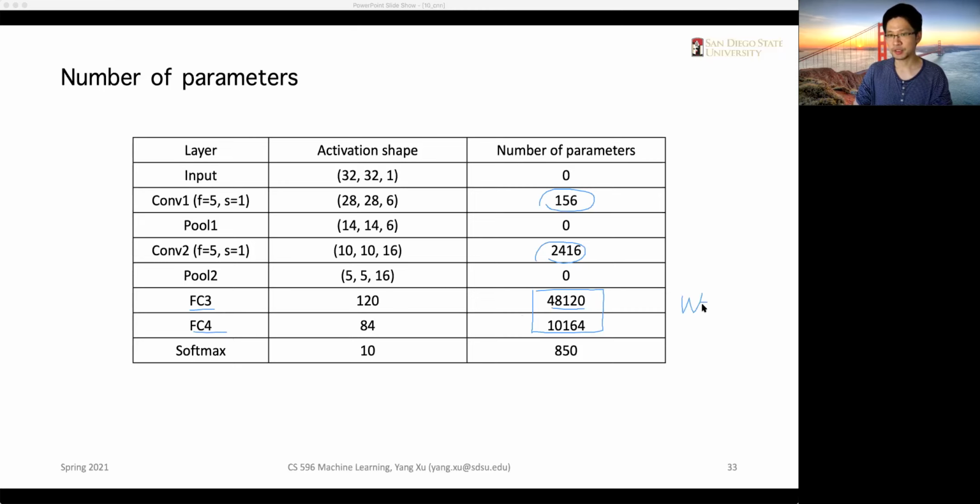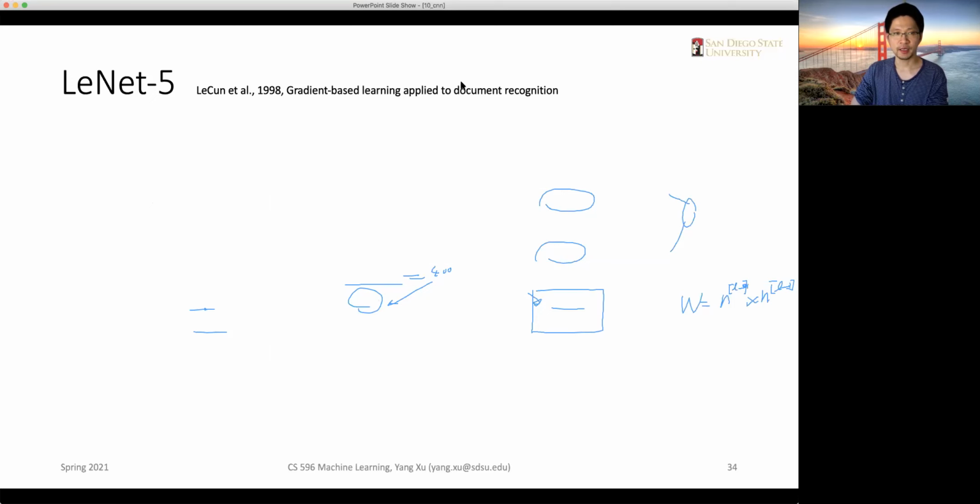The W's is just N_L by N_(L-1). So when N_(L-1) is very large, for example in this case, the output of the pooling is 400, this FC layer would be 120 times 400 plus the bias. So there will be a lot of parameters here. The convolution part actually has only a small set of parameters.